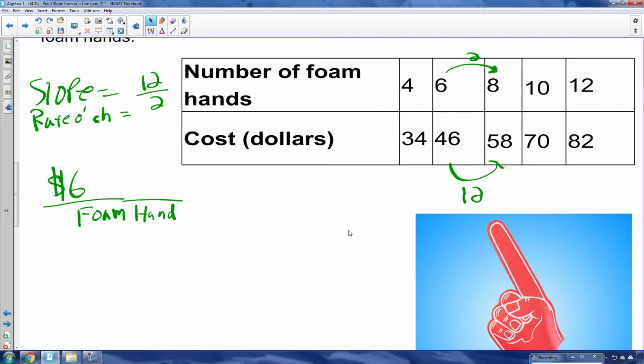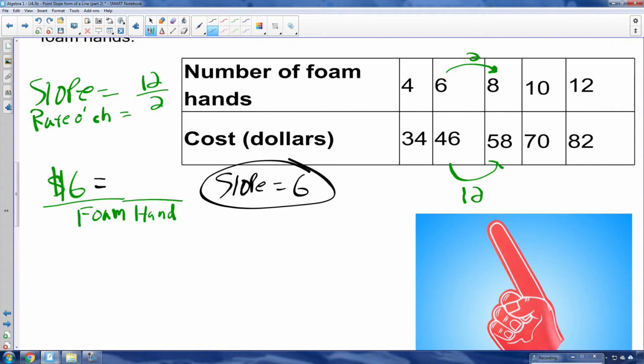So we got $6 per foam hand, so that is the slope. If you really want to be simple, the slope is 6. Now you got to pick a point, because this is called point slope form, right? So pick a point. I don't care. We got 5 to choose from. So let's just pick the first one.